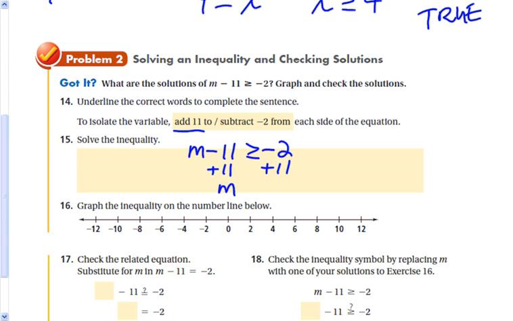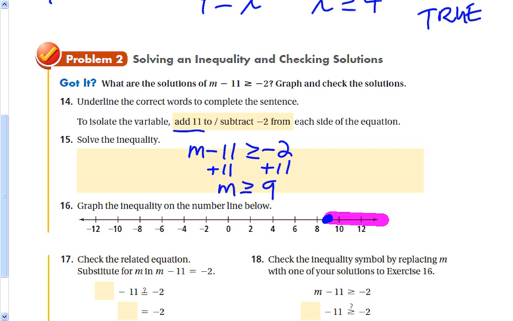And we get the equivalent inequality. Negative 2 plus 11 is 9. So we get m is greater than or equal to 9. To graph that, we have to include 9, which is halfway between 8 and 10. And then we have to show everything that's above that. So numbers like 10, 11, 12, 12 and a half, and so on.